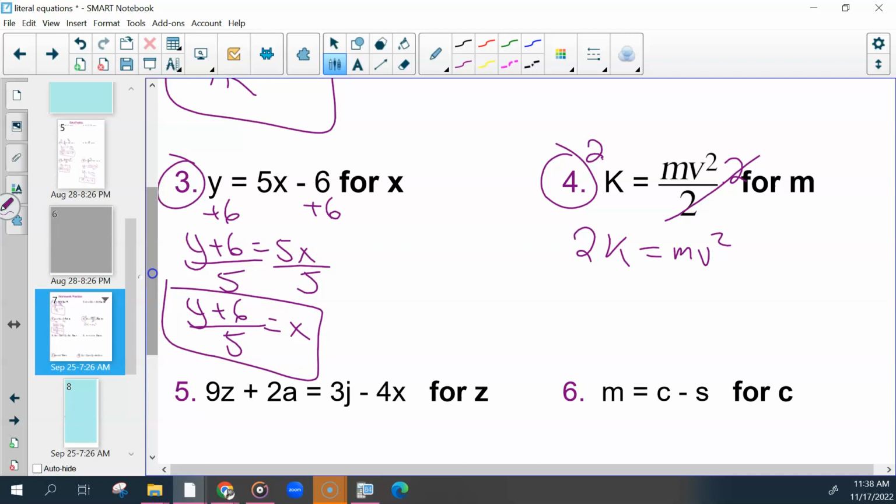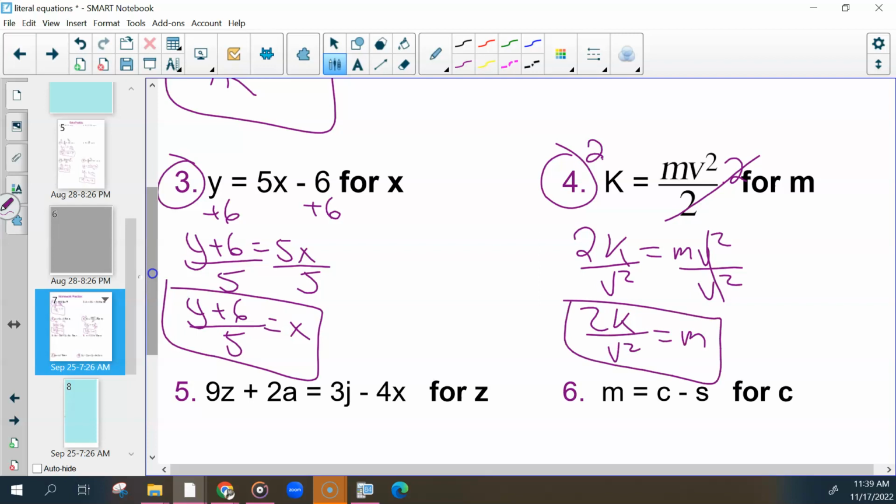Not cube. I think you're thinking square root, but we don't need to do that because we're not solving for v. Anna? Not by 2, but by v squared. So 2k over v squared equals m. If this problem asks you to solve for v instead of for m, we would have divided both sides by m and then taken the square root of everything, which we'll do here in a moment.